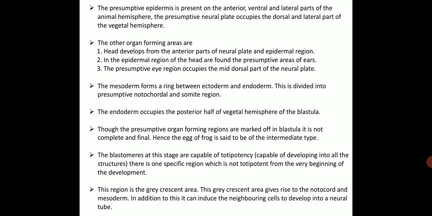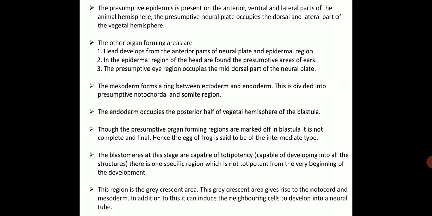The second germ layer is the mesoderm. It forms a ring between the ectoderm and endoderm. This is divided into pre-assumptive notochordal and somitic regions. The endoderm occupies the posterior half of the vegetal hemisphere of the blastula. Though the pre-assumptive organ forming regions are marked off in the blastula, it is not complete and it is not final. Hence the egg of the frog is said to be of the intermediate type.